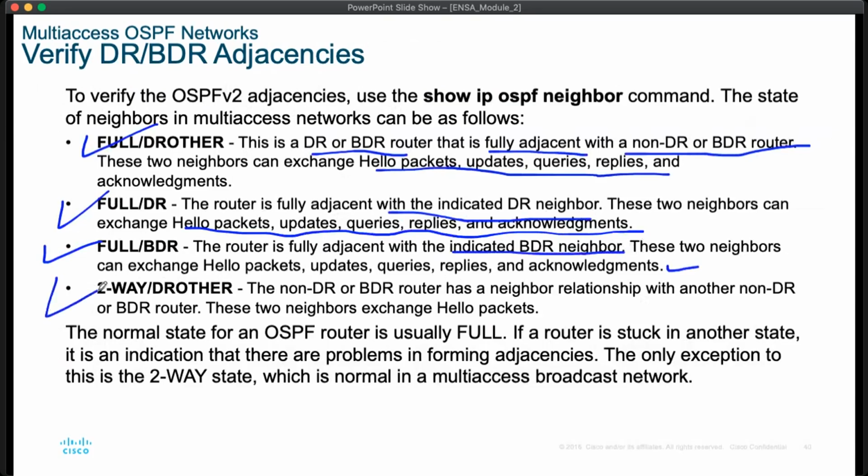And 2-way/DROTHER: the non-DR or BDR router has a neighbor relationship with another non-DR or BDR router. These two never exchange hello packets. The normal state of an OSPF router is usually full. If a router is stuck in another state, it is an indication that there are problems in forming adjacency.